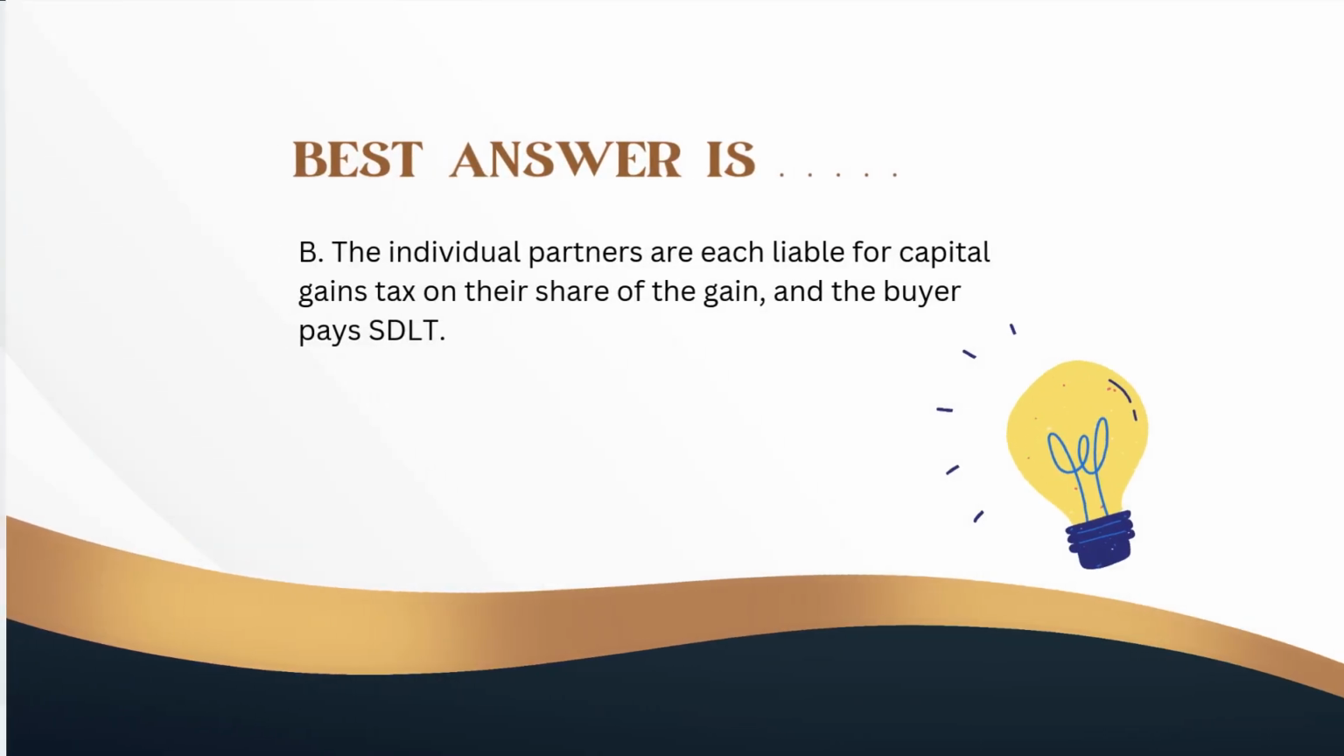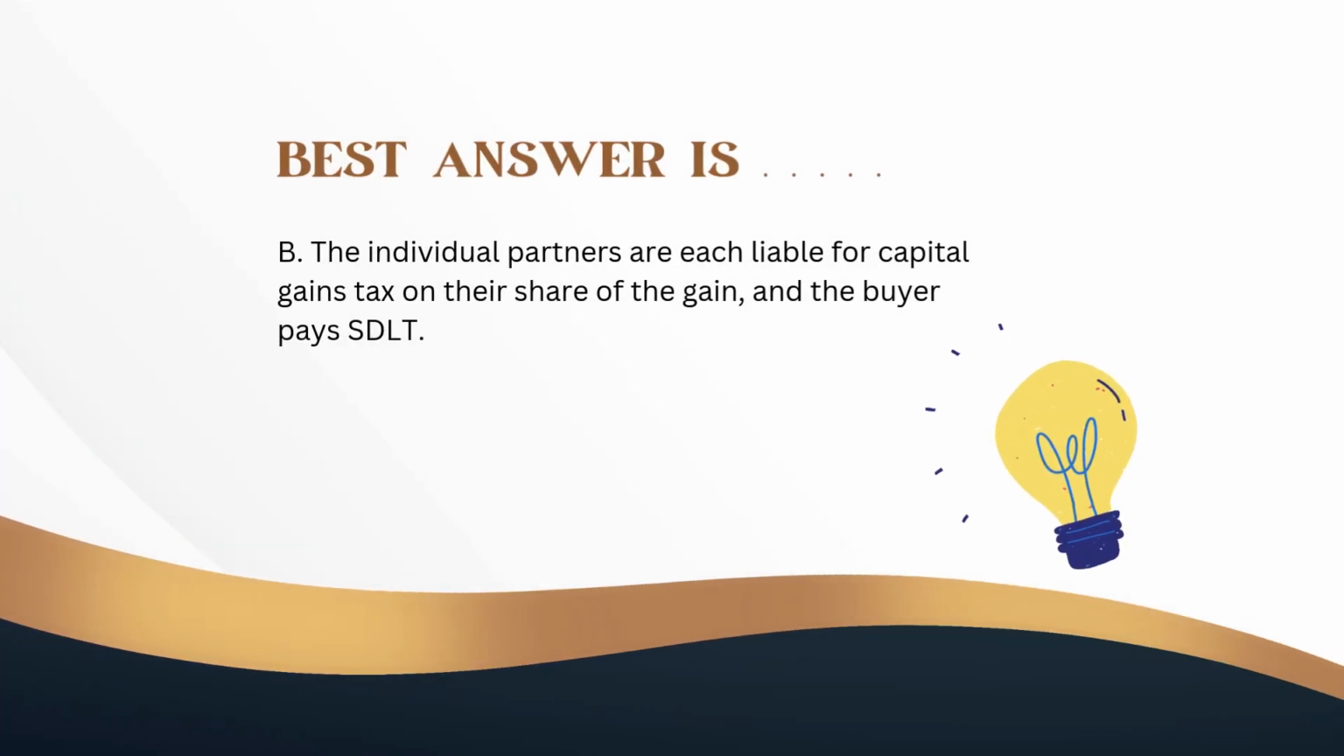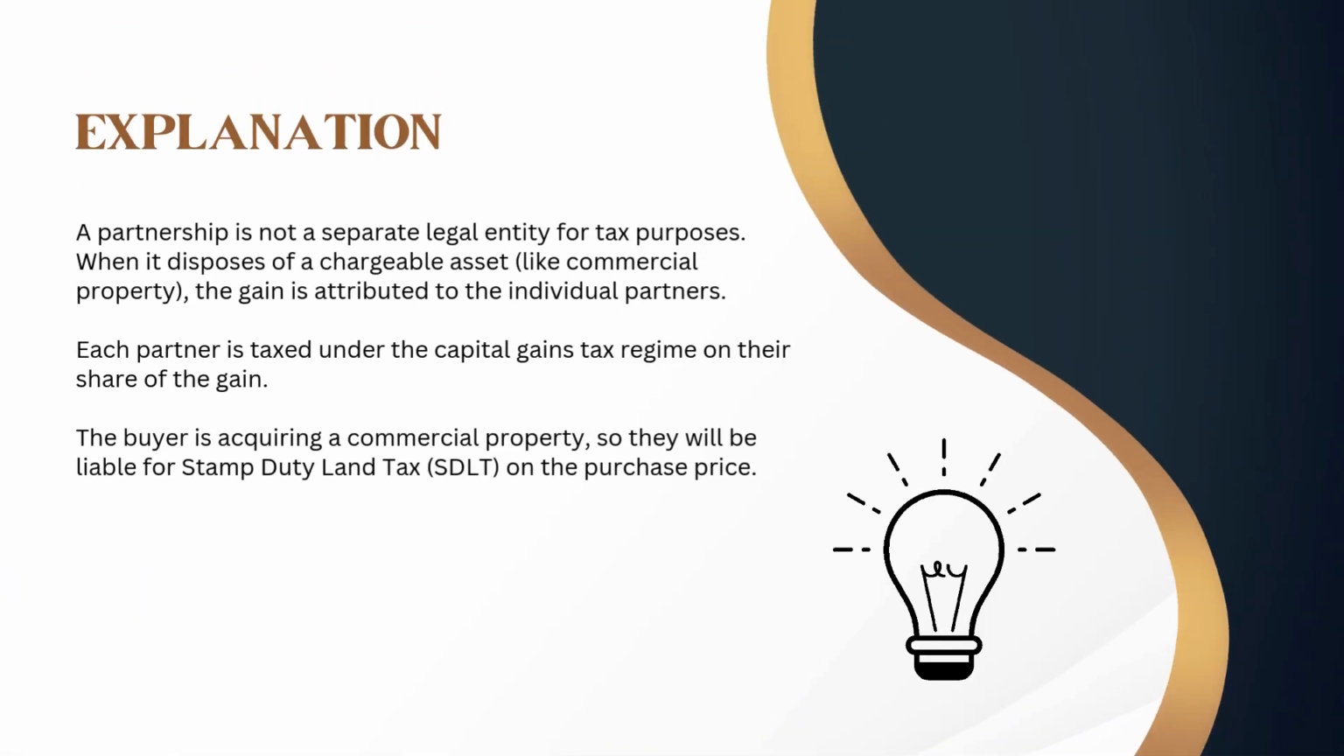The best answer is B. The individual partners are each liable for capital gains tax on their share of the gain, and the buyer pays SDLT. A partnership is not a separate legal entity for tax purposes. When it disposes of a chargeable asset, like commercial property, the gain is attributed to the individual partners. Each partner is taxed under the capital gains tax regime on their share of the gain. The buyer is acquiring a commercial property, so they will be liable for stamp duty land tax, SDLT, on the purchase price.